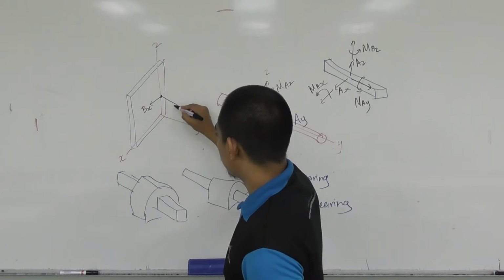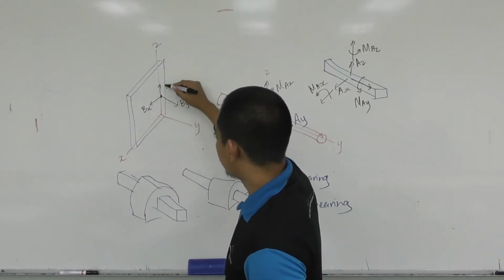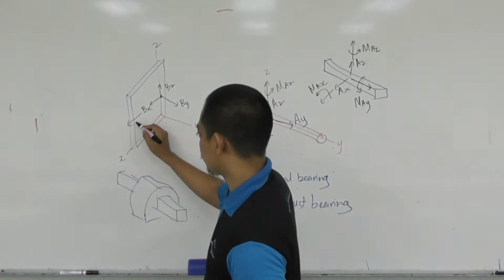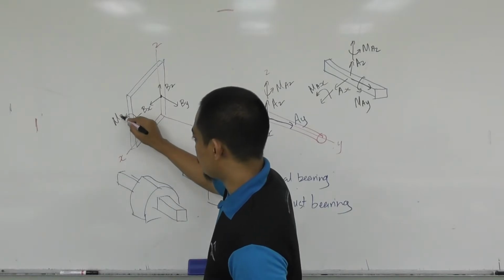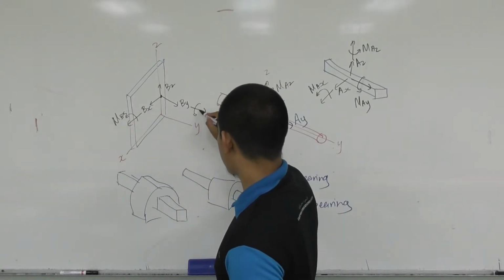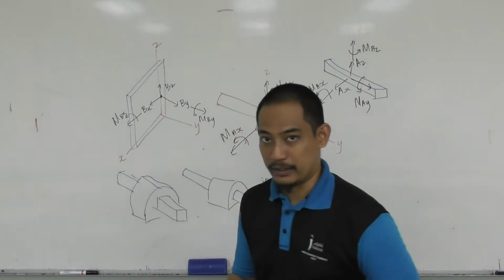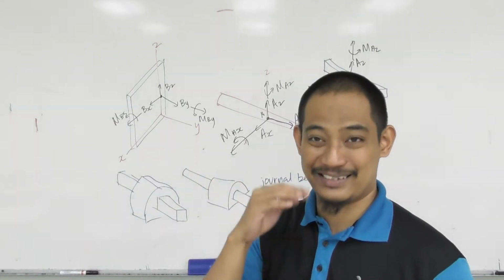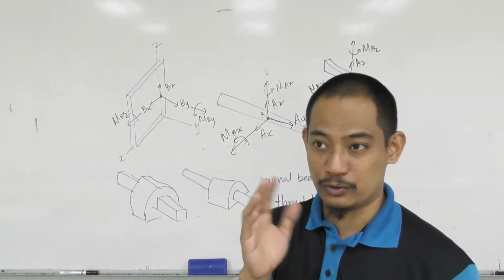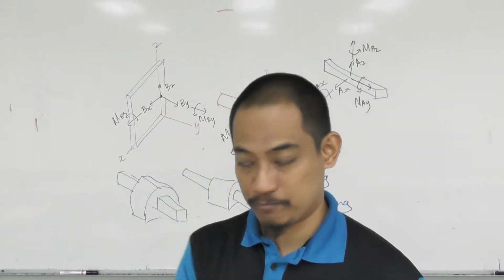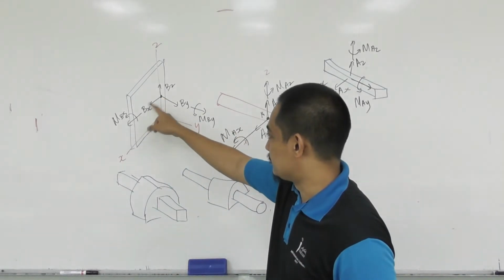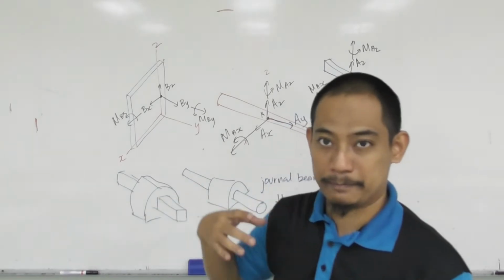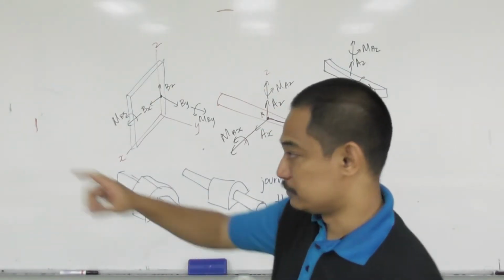So you have Bx, By, Bz, and then also you'll have a restriction here, MBx, MBy. And MBz is not there because it does allow rotation about z. It does not restrict rotation about z, hence there's no support action in that axis. Hence your free body diagram at that point is this. Of course, if you have 3 hinges, then you have 3 repetitions of that, right? Hopefully you understand the explanation there.